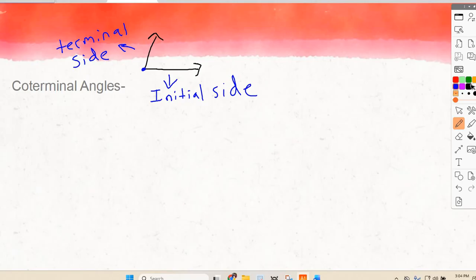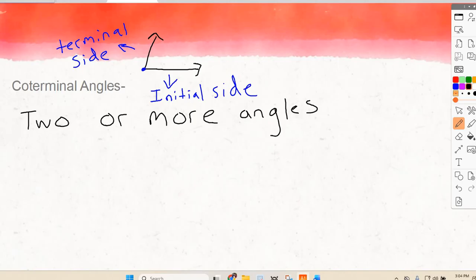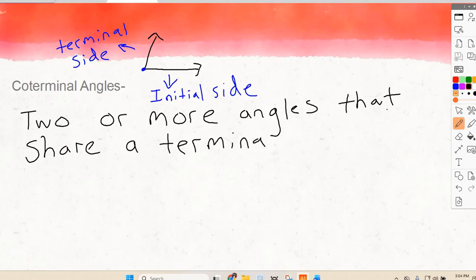Being terminal sided. Yeah, so it is two or more angles that share a terminal side. Yes, well, maybe. And there's a couple different ways that they can do that.